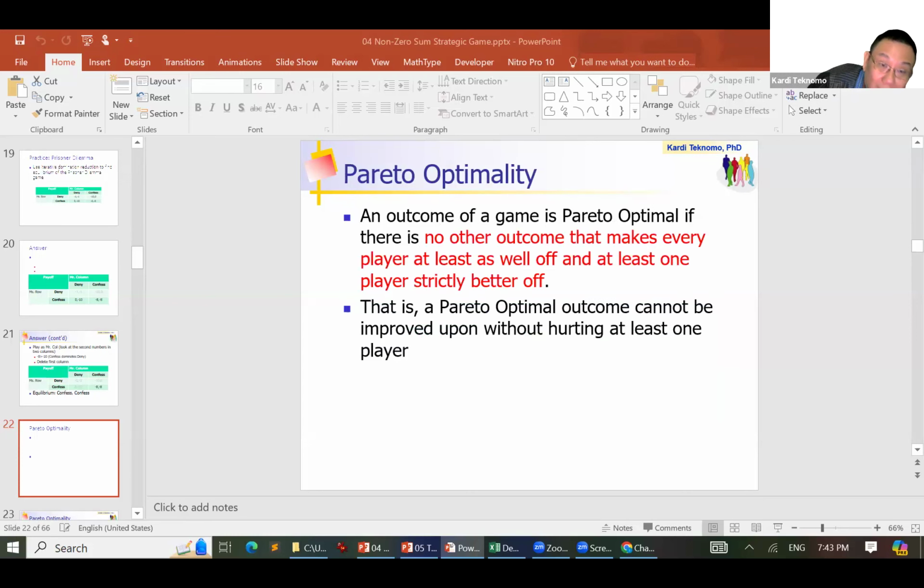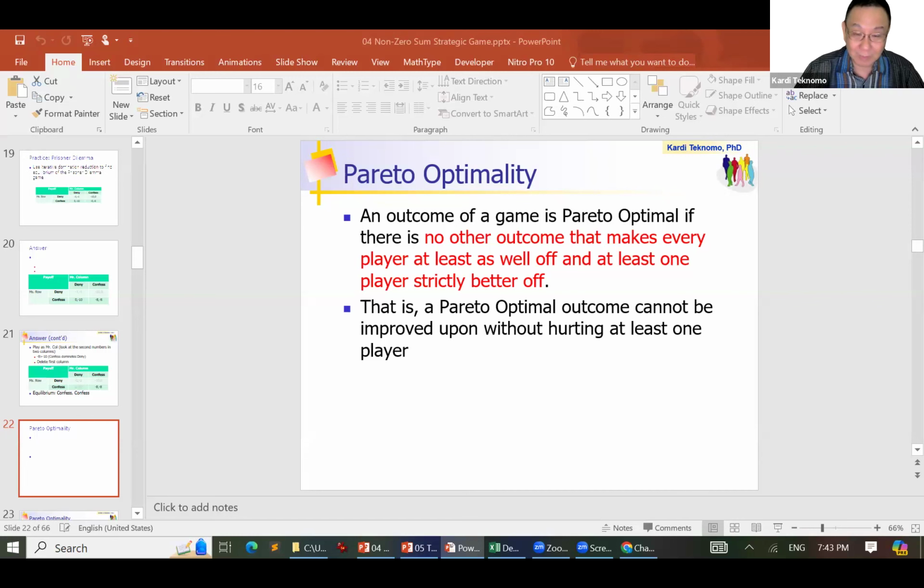Okay. Now I want to introduce another terminology called Pareto optimality. An outcome of a game is called Pareto optimal if there is no other outcome that makes every player at least as well off and at least one player strictly better off. What is the meaning? You cannot improve without hurting at least one other player. So Pareto optimal is the welfare of the society.